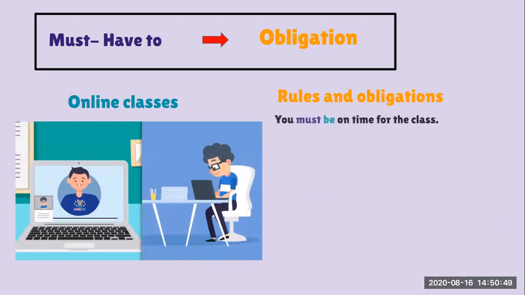For example, you must be on time for the class. This is an obligation. This is a rule that you must follow. Then we have, you have to present your workbook until Friday. Okay, this is another obligation. As you can see, we can use must or have to, and we can interchange them, okay, without difference.